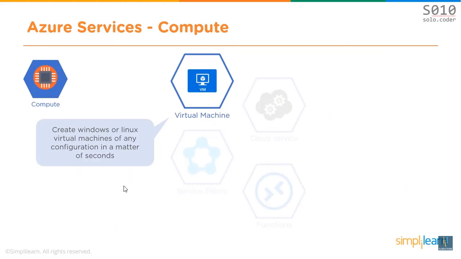So first, let's start with the compute services. First, virtual machine. With this service, you get to create a virtual machine of Linux or Windows operating system. It's easily configurable. You can add RAM, you can decrease RAM, you can add storage, remove it. All of it is possible in a matter of seconds.